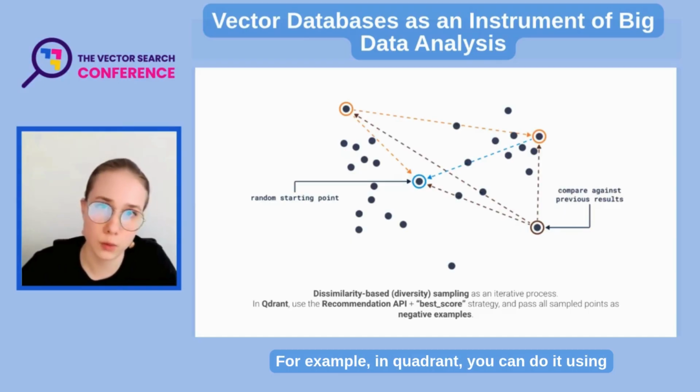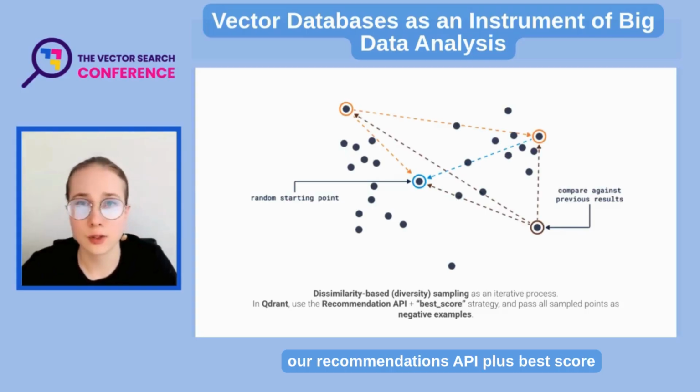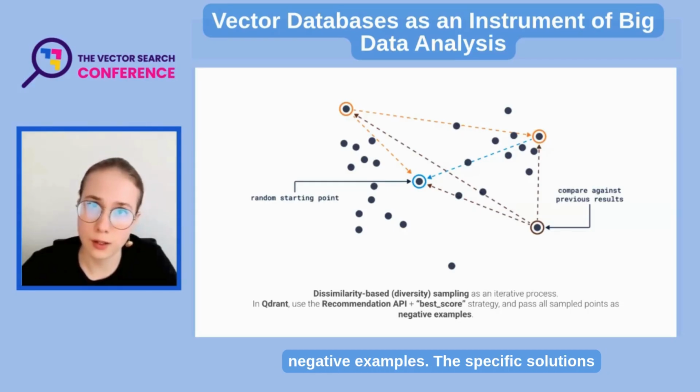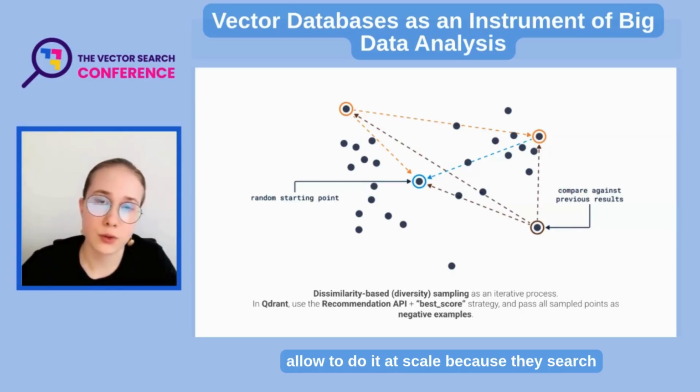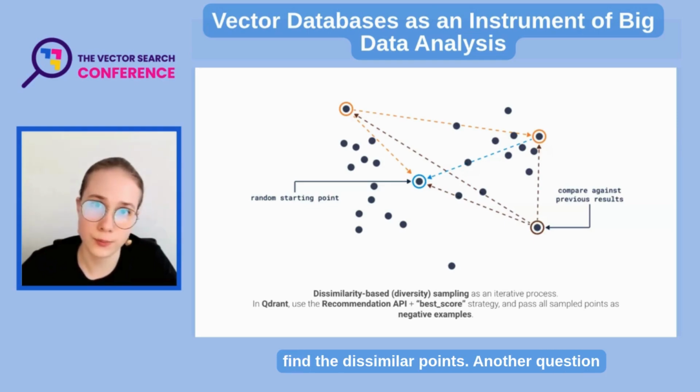For example, in Qdrant, you can do it using our recommendations API plus best score strategy and provide all the new samples as negative examples. The specific solutions allow to do it at scale because they search fastly through billions of data points on a built vector index and find the dissimilar points.